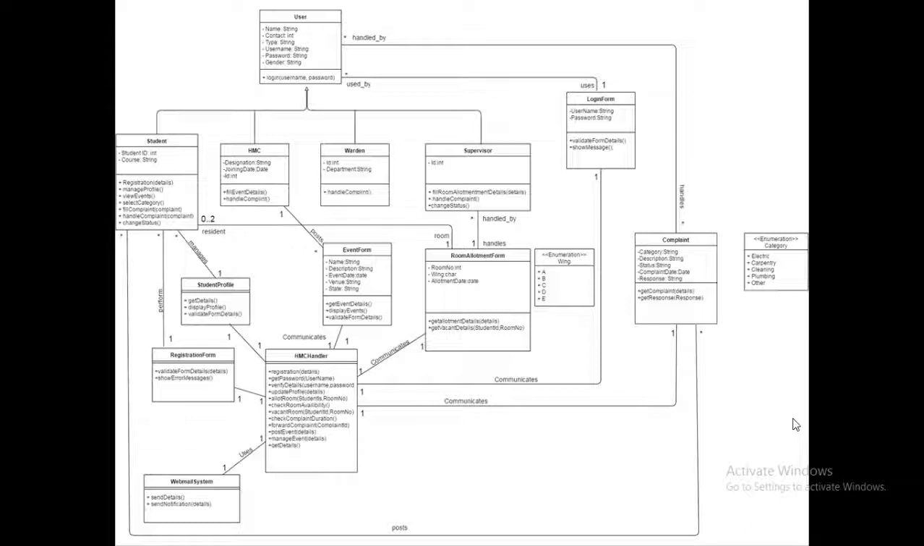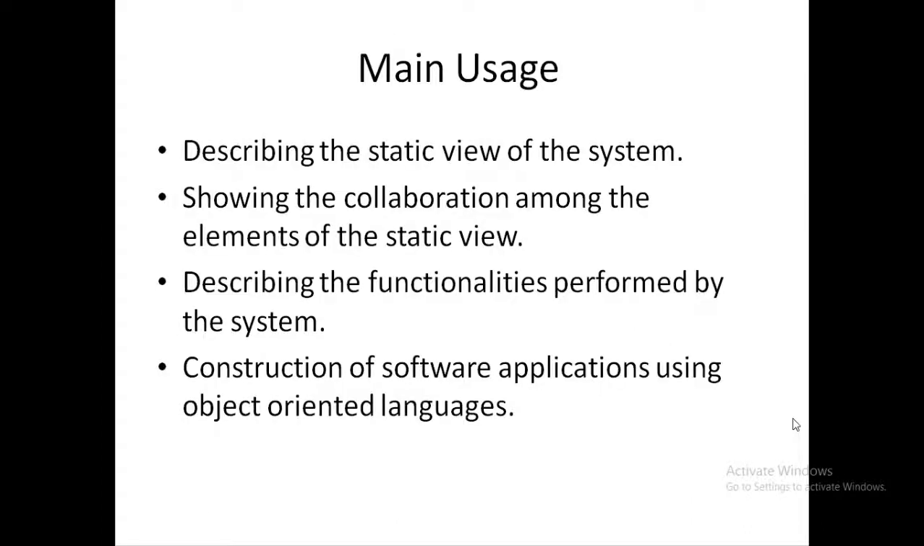Now question is why analysis class diagram is used? So answer is here. Describing the static view of the system, showing the collaboration among the elements of the static view, describing the functionalities performed by the system, construction of software applications using object-oriented languages.